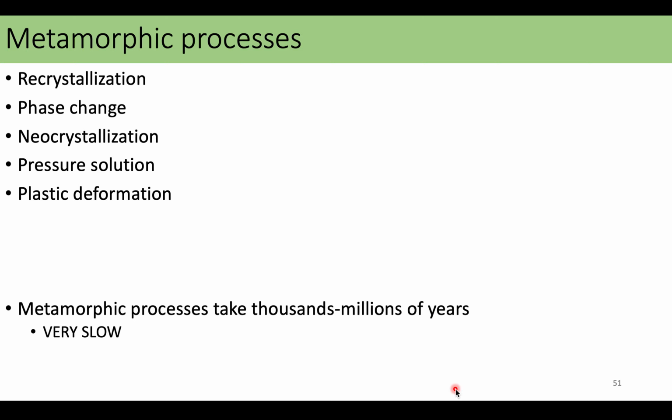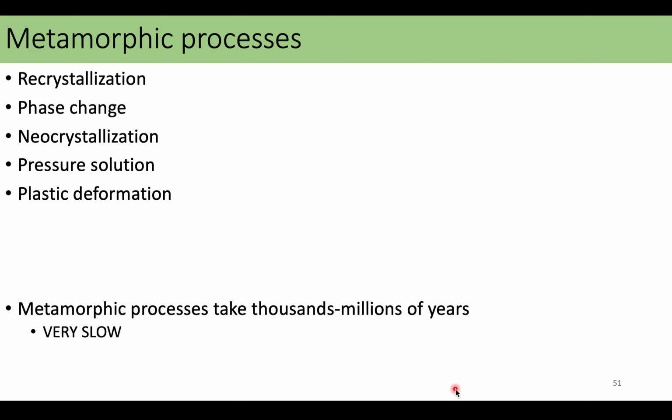So metamorphic processes, there are a few that can cause metamorphism. I'm going to go through some examples here of these 5 that I have listed, but I just want to note up front that metamorphic processes take thousands to millions of years. It is an incredibly slow process, metamorphism. So keep that in mind as I am explaining how these metamorphic processes can actually occur.